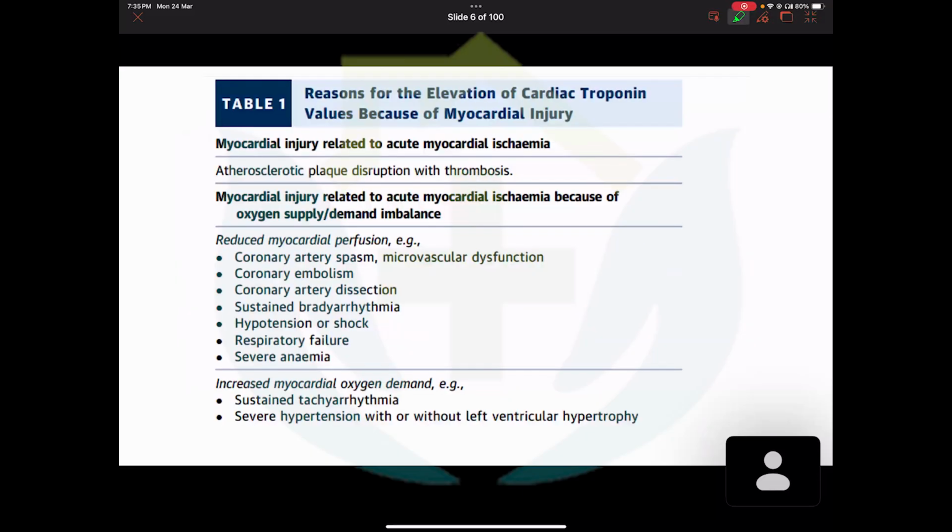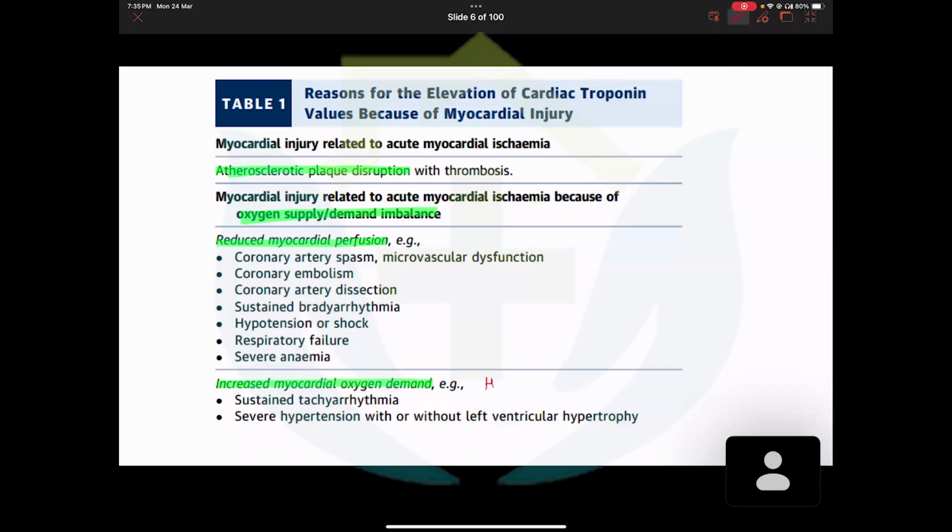So the myocardial injury related to acute myocardial ischemia can occur because of atherosclerotic plaque disruption. It can also occur because of an oxygen supply-demand imbalance, because of reduced myocardial perfusion or increased myocardial oxygen demand. Increased myocardial oxygen demand can occur because of tachyarrhythmias, simple tachycardias, or severe hypertension.